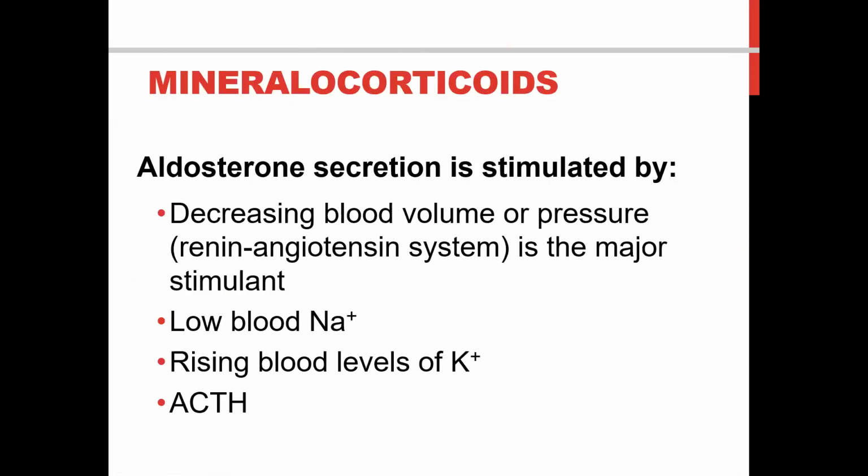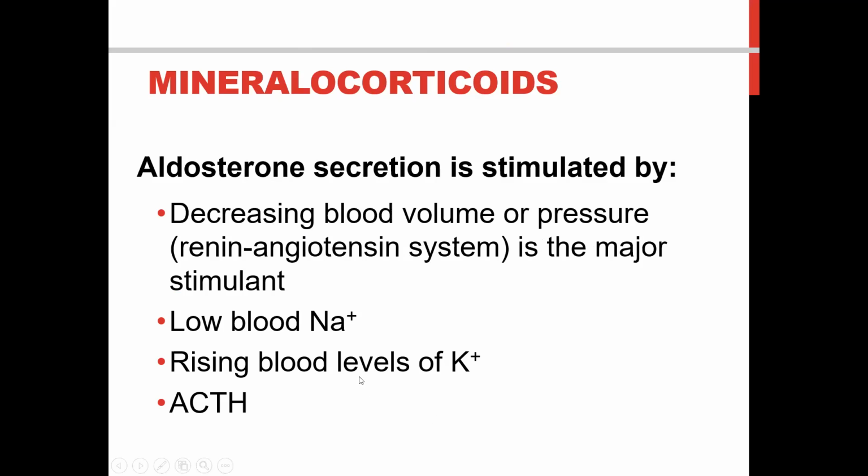Now, your aldosterone secretion is stimulated by the following. If there's a decrease in blood volume or blood pressure, di ba, I've already mentioned that this will activate your RAAS pathway, your renin-angiotensin-aldosterone system, which is the major stimulant. And also, aldosterone can be stimulated if there is hyponatremia or low blood sodium levels.